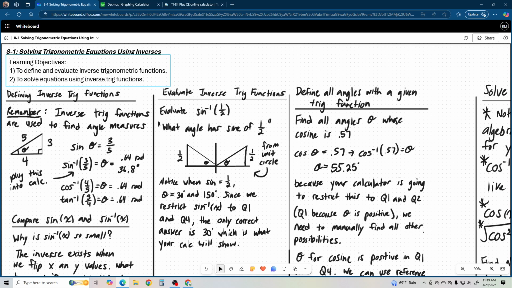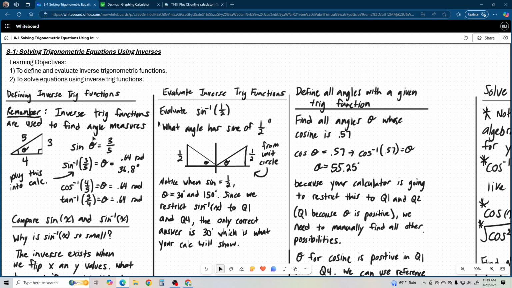Our learning objectives for today are, first, we're going to define and evaluate what an inverse trigonometric function is. We're going to be able to use inverse trigonometric functions to find specific values for our angles. And then we're going to solve equations using inverse trig functions. So we're actually going to do a little bit of algebra to rearrange our functions so we can solve for things a little bit more complicated than just one single thing.